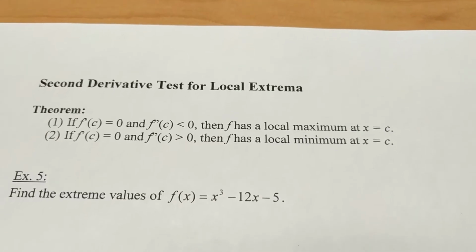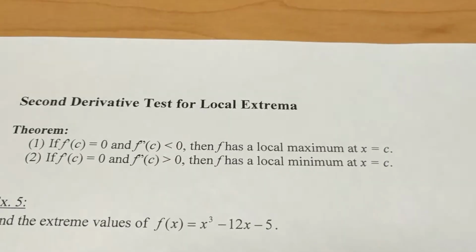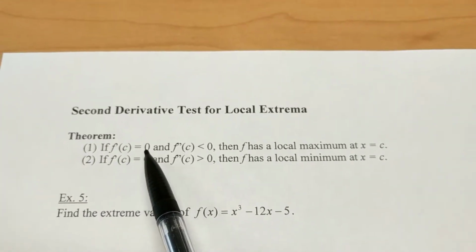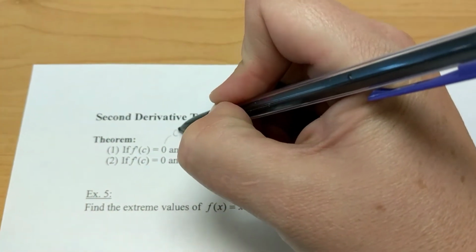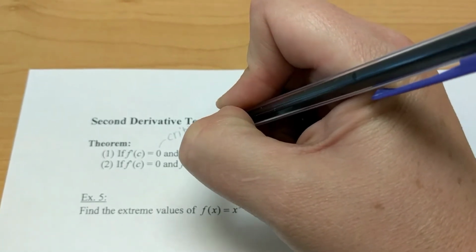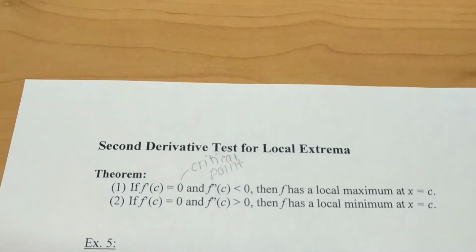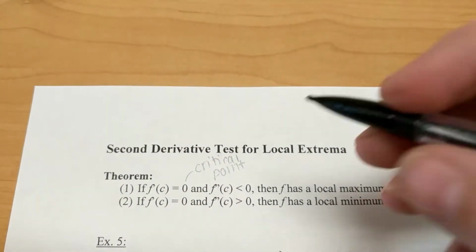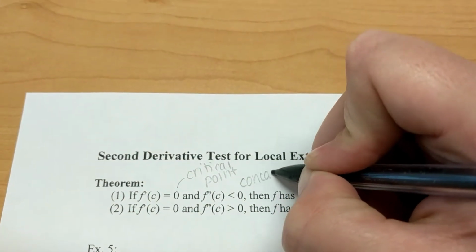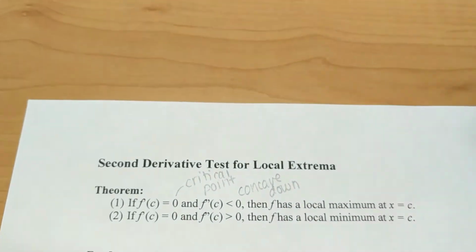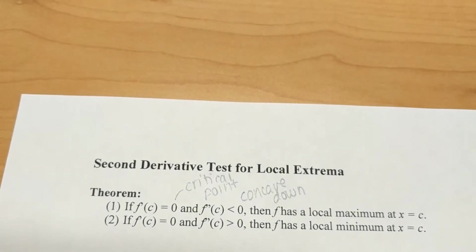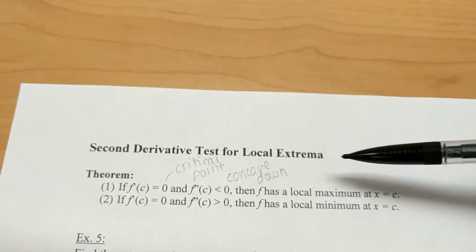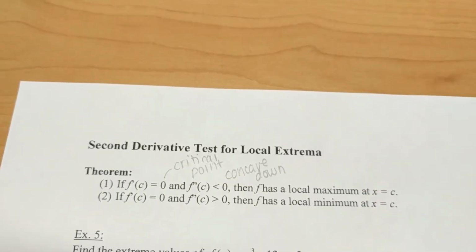So the second derivative test helps us out now with these very specific definitions. If f prime of c is 0, that means there's a critical point. And if f double prime of c is less than 0, that means it's concave down. And when I'm saying it, I apologize, it should be f. That means f is concave down. So we have a critical point, and the function is concave down. That's going to guarantee us a maximum.